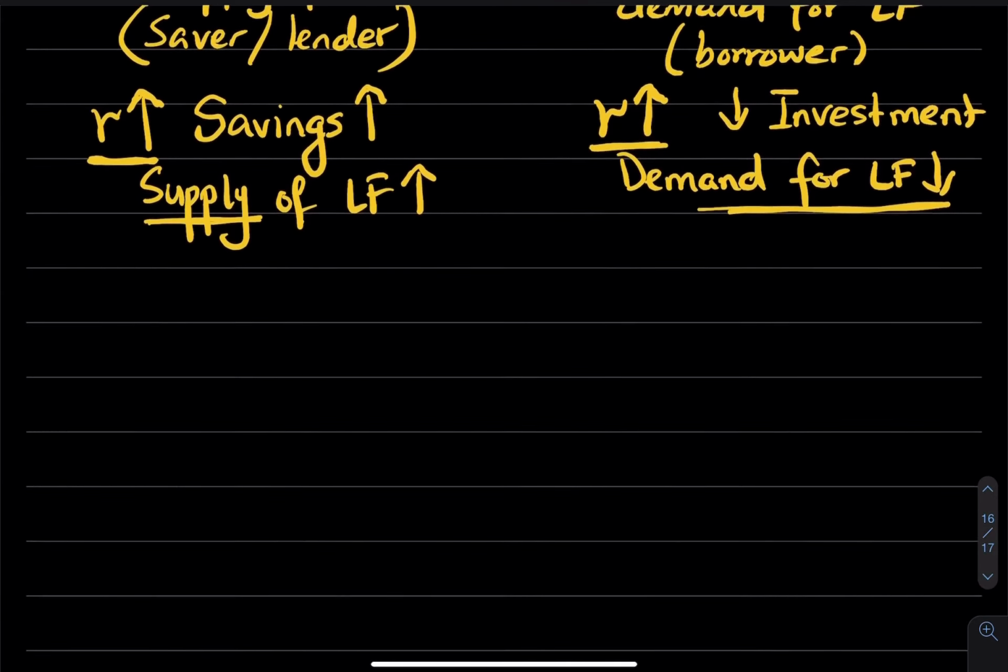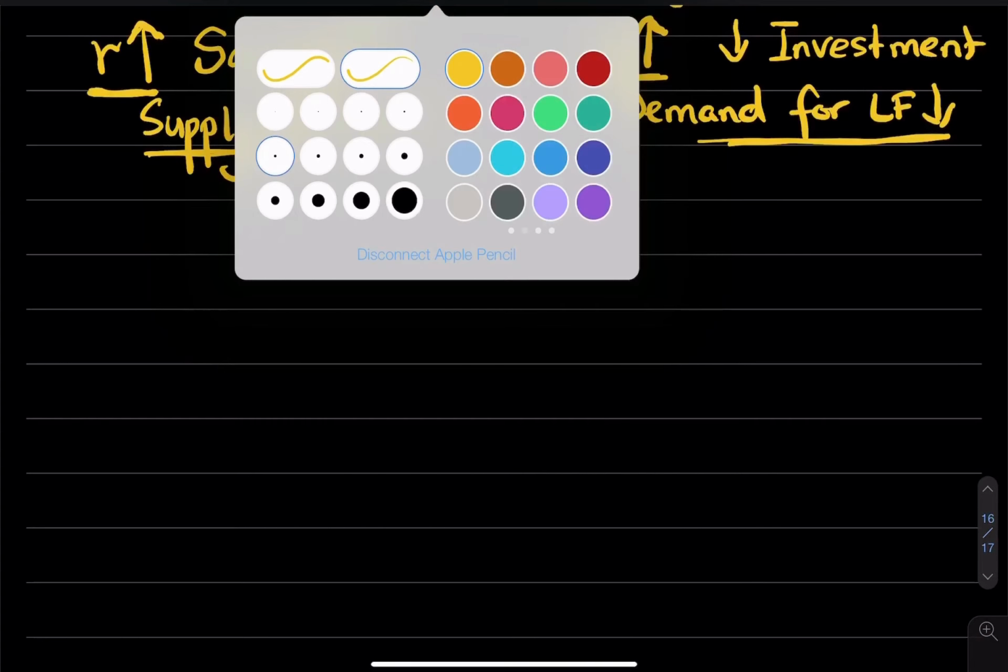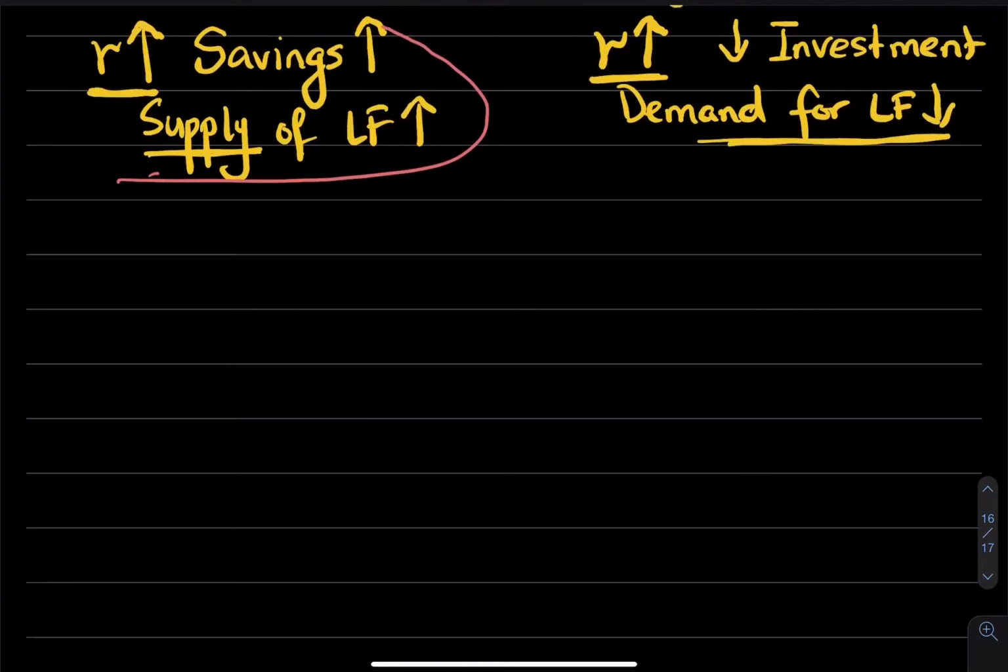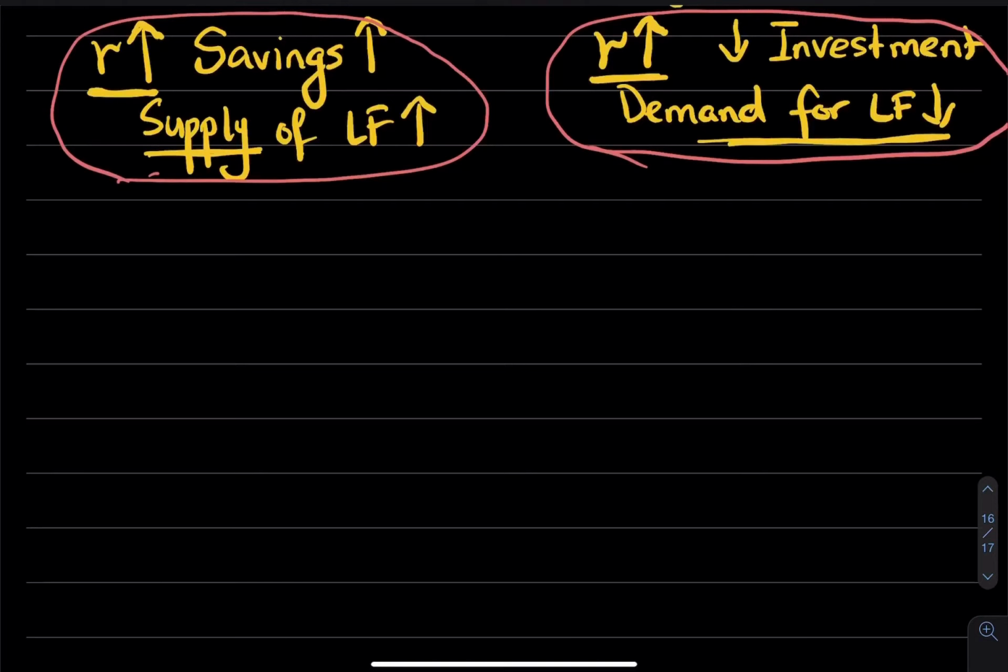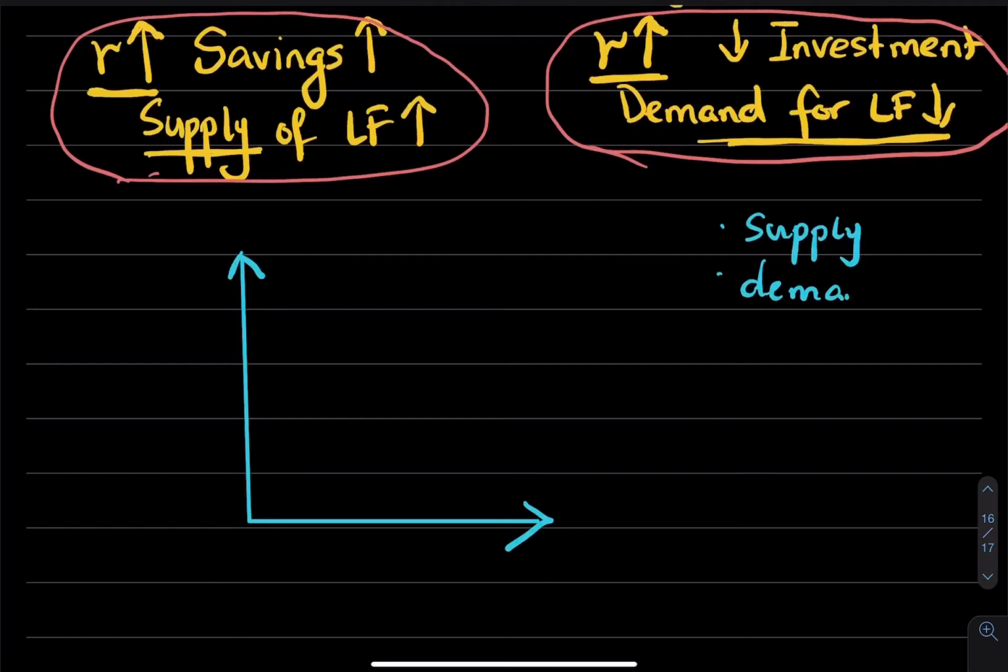And what we want to do here is take this idea of supply and this idea of demand to a graph. A graph in which we are going to talk about the market for loanable funds. So again, the market for loanable funds is going to be reflecting three things: the supply, the demand, and the price, which is the real interest rate.